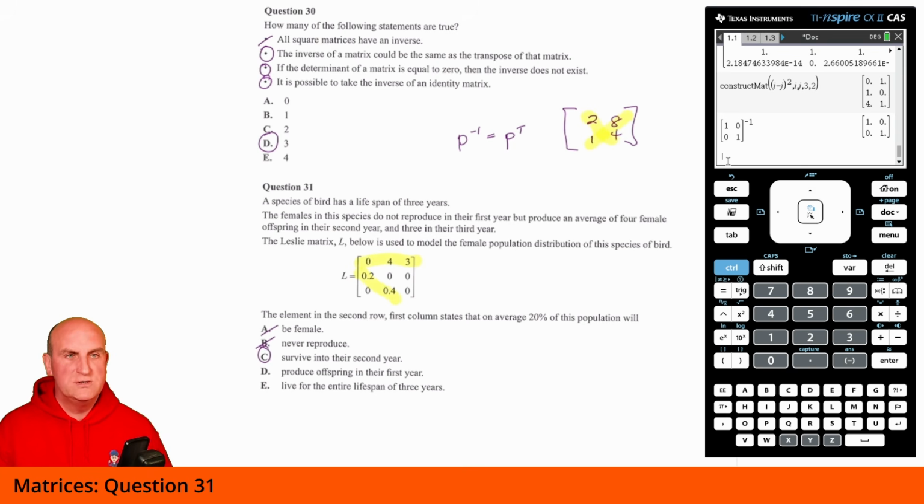Let's just read the rest. Produce offspring in their first year, no. Live for the entire lifespan of 3 years, no. All right, so in which case, an understanding there of Leslie matrices, I'm going to go for C there as my correct answer.